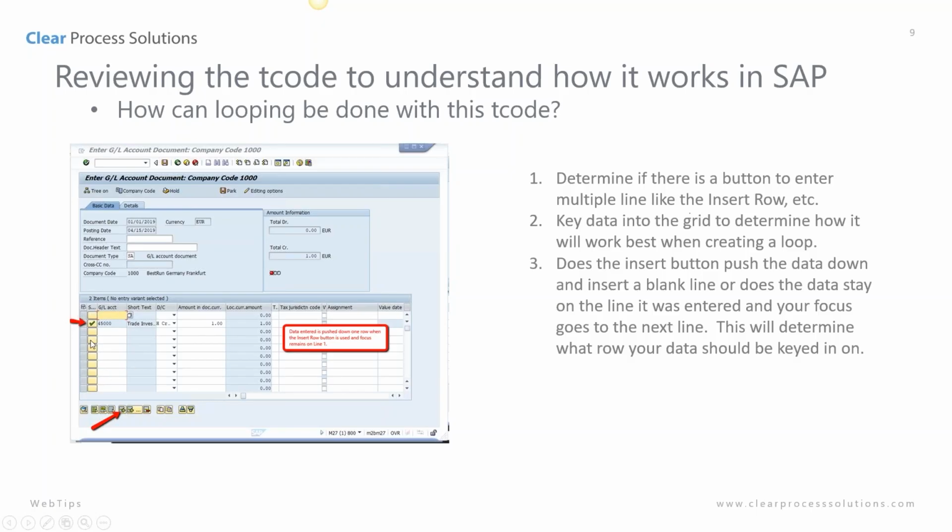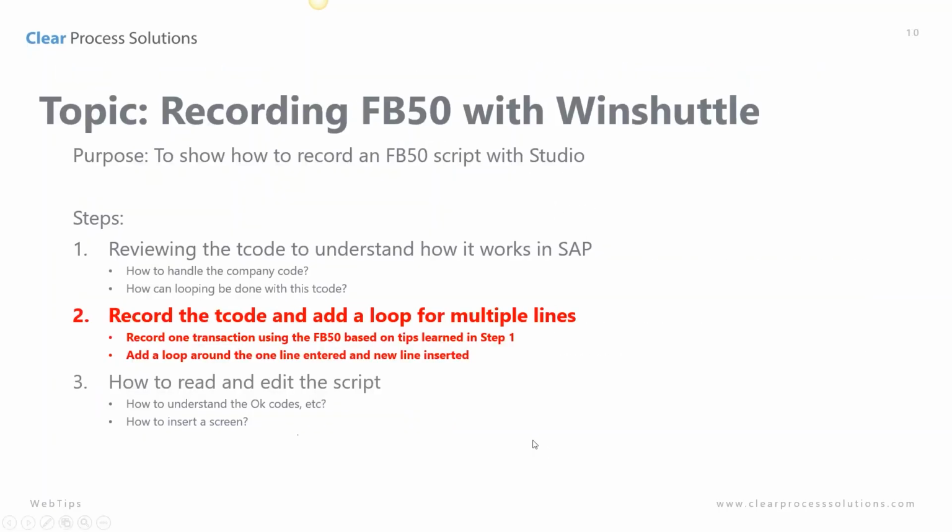So you need to get in here and just play with it and see what works best for the recording. You'll find some T codes insert the data and push the data down. Some of them you'll start on line 2 and the data is really pushed up. So it all depends on the T code you're recording. That's why it's a good idea to get in here and just work with the T code to find out how that particular T code was designed.